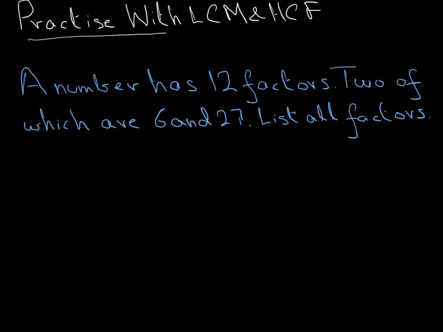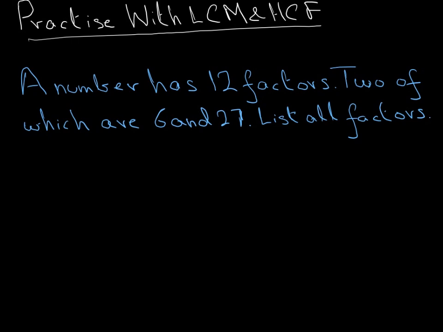So today we're going to have some fun with LCM and HCF and do some interesting problems. So here's an interesting problem. A number has 12 factors, two of which are 6 and 27. List all the factors.